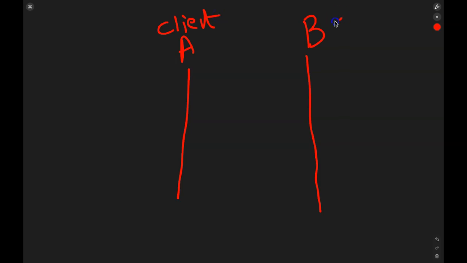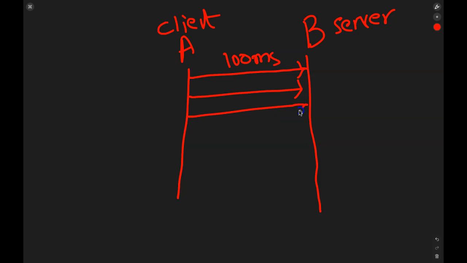Let's imagine that you have two services. Let's call this service A and the other one service B. Service A, if you think of it, is the client, and let this be the server. So service A makes API calls to service B, and let's assume that the latency is 100 milliseconds for service B to respond. So it keeps making hundreds of calls to service B.